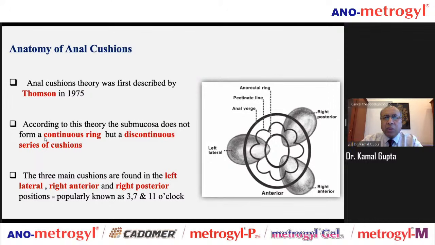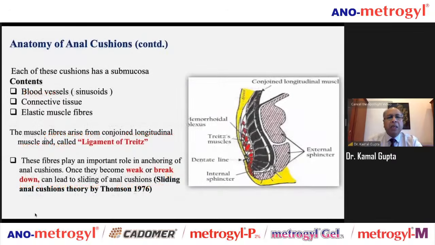The anal cushion theory was first described by Thomson in 1975. Now coming to the contents, anal cushions have sinusoids. They are present in the form of fenestrations having the epithelial lining, then connective tissue and elastic muscle fibers. They are held at their normal positions by the ligament of Treitz. And what is the ligament of Treitz?